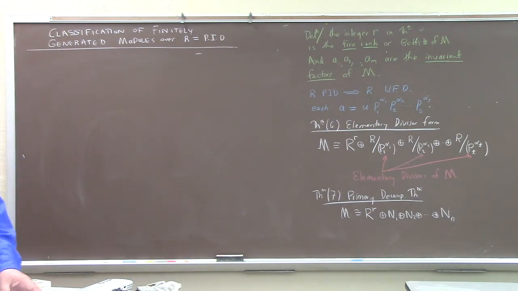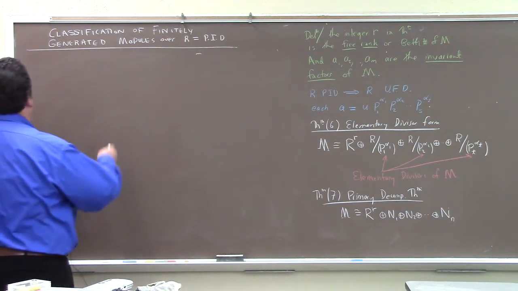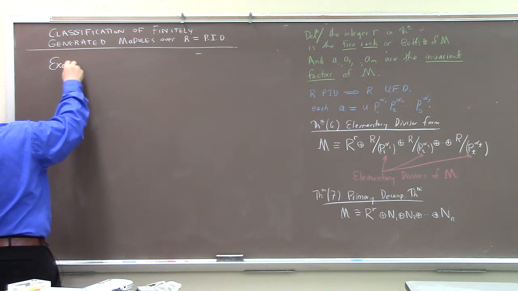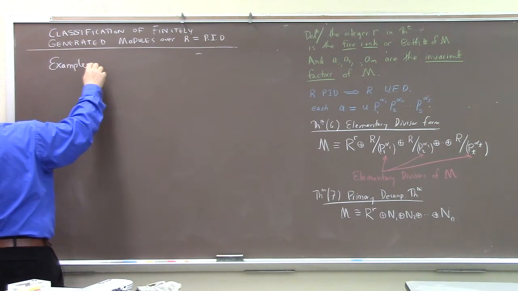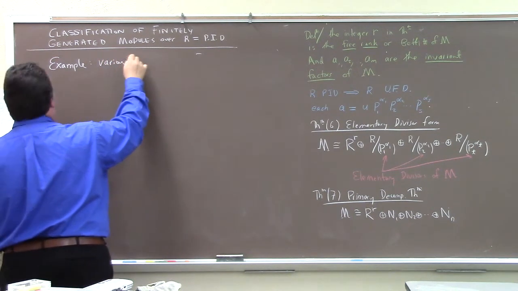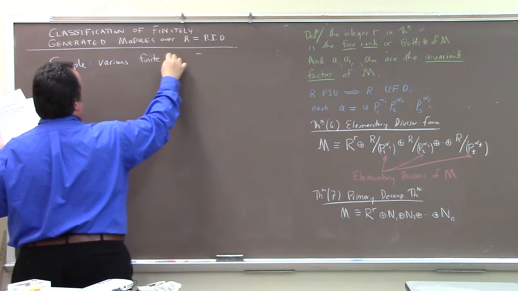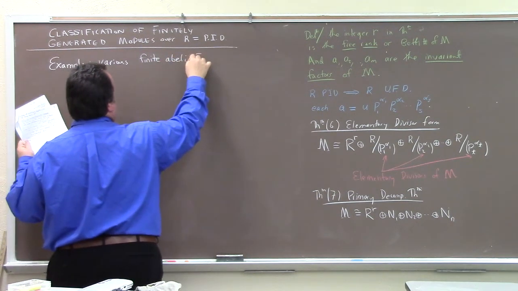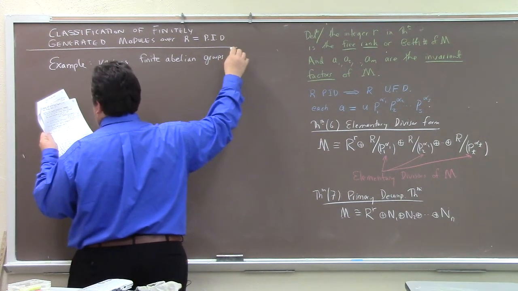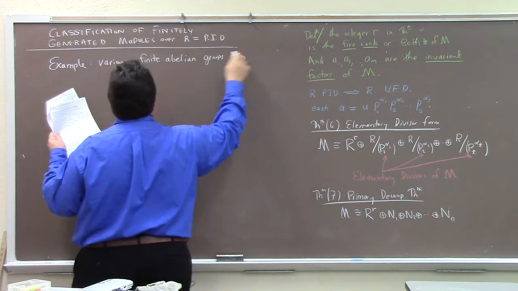So this will be it for today because our time is limited, as you know. But here's an example. Various finite abelian groups of order 1800.